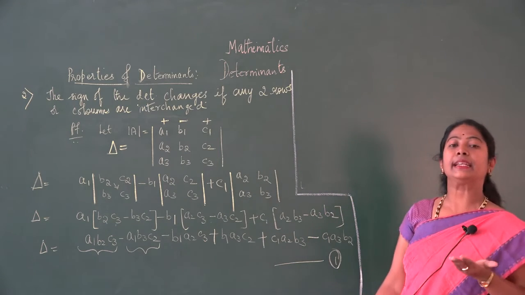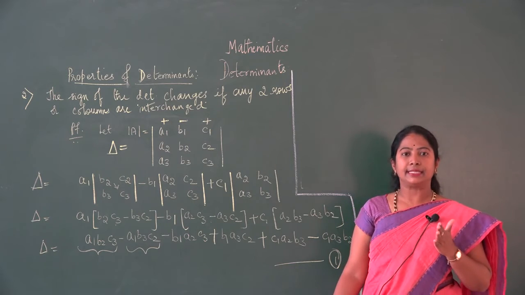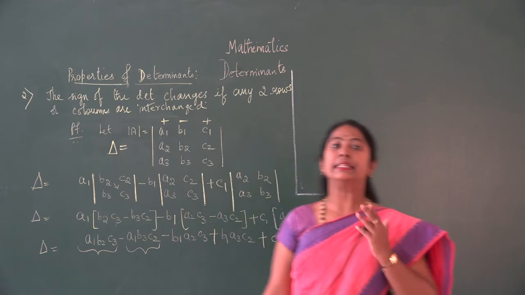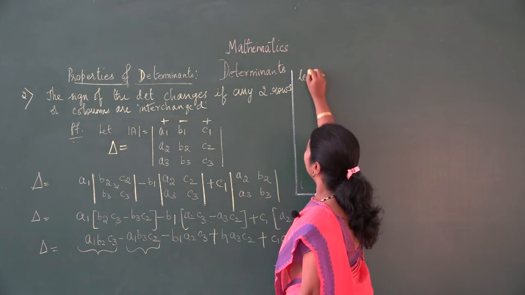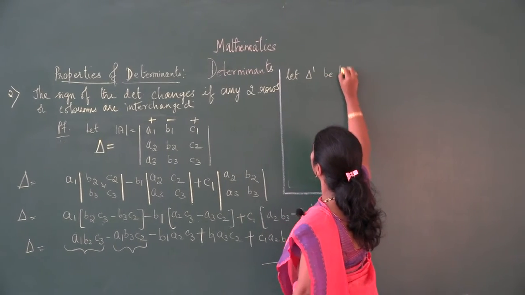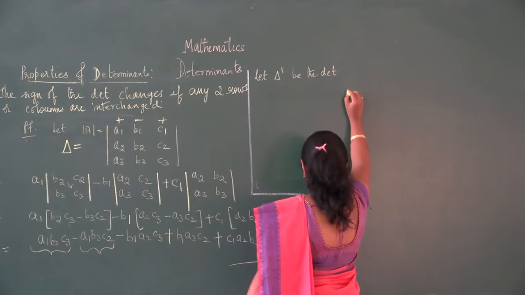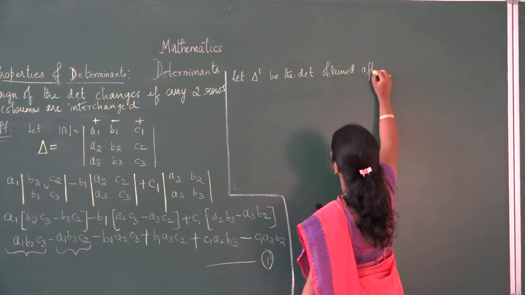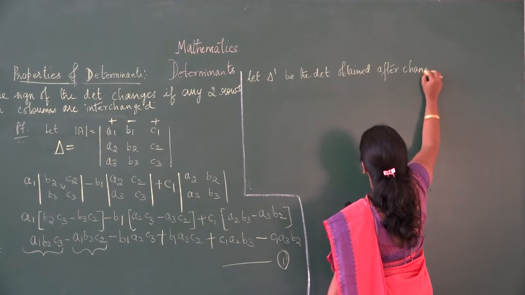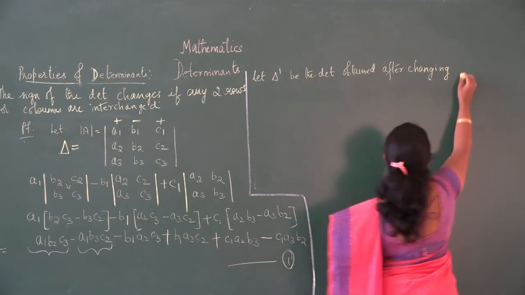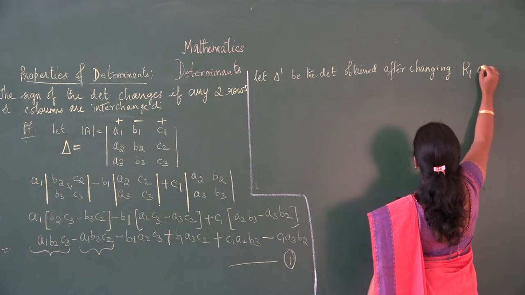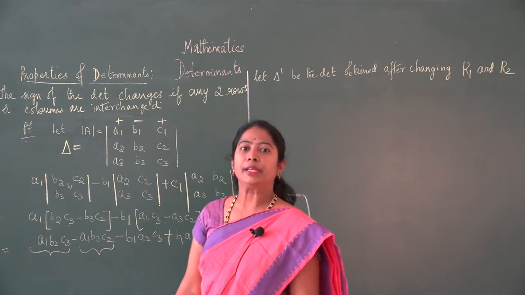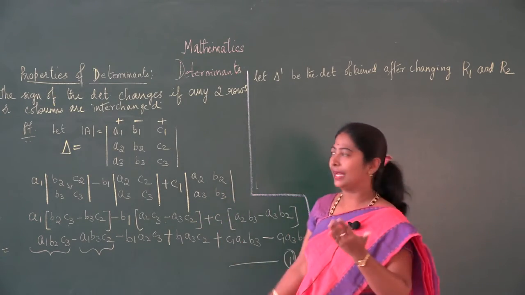Now, moving on to the second half of property number 2. What does the property state? If you interchange any two rows or any two columns, the value of the determinant changes by its sign. So let delta dash be the determinant obtained after interchanging row 1 and row 2. Row 1 is denoted by R1 and row 2 is denoted by R2.